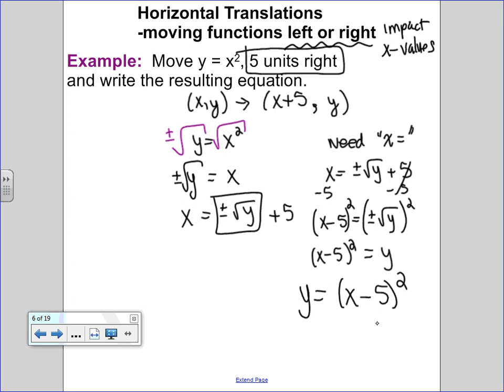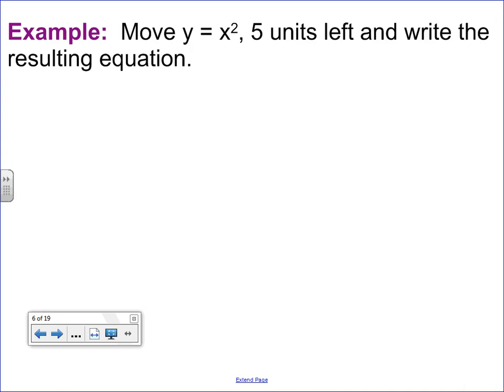So 5 units right, I have an x minus 5 equation. So we're going to do the same thing, but now we're going to go 5 units to the left. So moving 5 units to the left, let's look. So again, I have a y equals equation. If I'm moving 5 units to the left, that means all of my x values will be 5 less. So I'm going to just subtract 5 from all my x values, my y values stay the same.